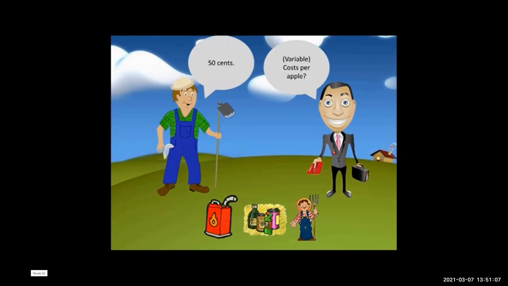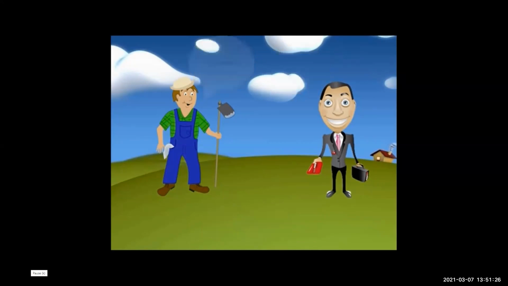Yeah, whatever. So, these are your variable costs per apple. Variable means that if you don't crop any apples, you would have no variable costs. Is that clear to you? Yeah, of course. I'm not dumb. I don't need pesticides or diesel if I don't crop any apples. But what about my tractors? Yeah, we will come to that issue right now.